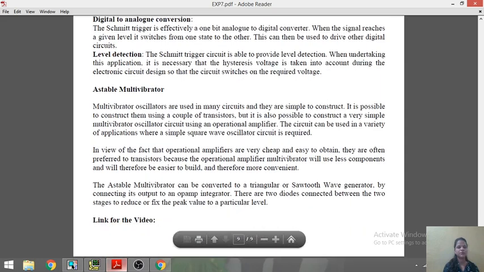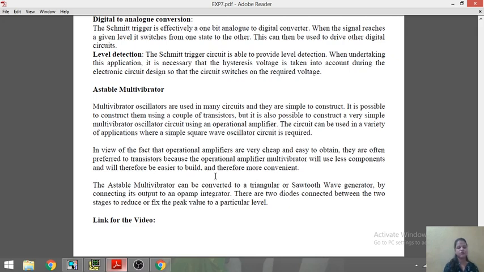So from the astable multivibrator, I understood that multivibrator oscillators are used in many circuits and they are simple to construct. It is possible to construct them using a couple of transistors, but it is also possible to construct a very simple multivibrator oscillator circuit using an op-amp. So the circuit can be used in a variety of applications where a simple square wave oscillator circuit is required. In view of the fact that op-amps are very cheap and easy to obtain, they are often preferred over transistors because the op-amp multivibrator uses fewer components, and will therefore be easy to build and convenient.